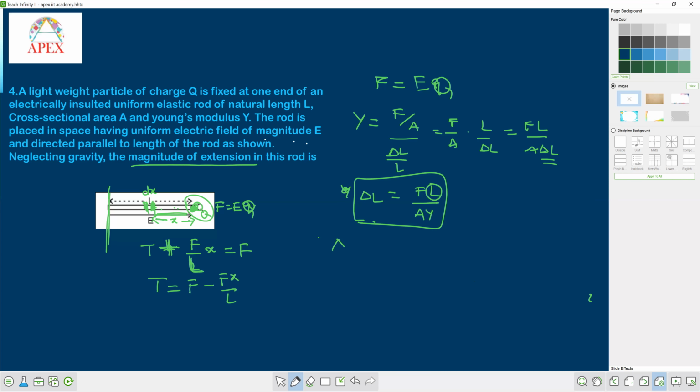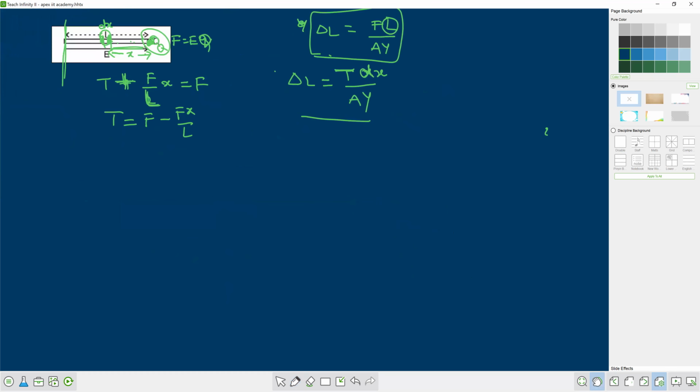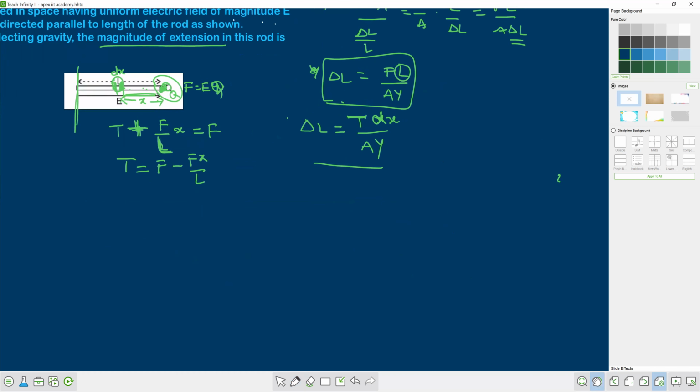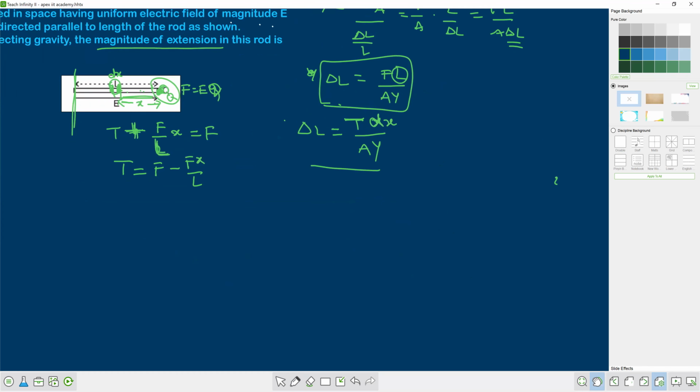Now, you can write for delta L: delta L is nothing but tension into dx by AY. If you consider a small part with tension T and this particular length dx, T dx by AY is the formula for expansion delta L. Only for a small part you have to consider. Now you have to use the integration method. Integration from which point to which point here? From 0 to L only.